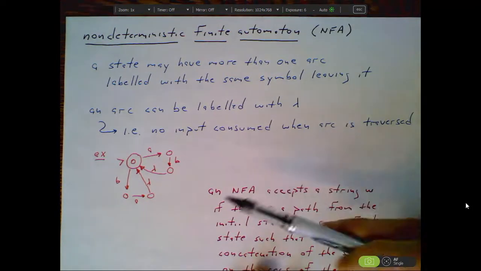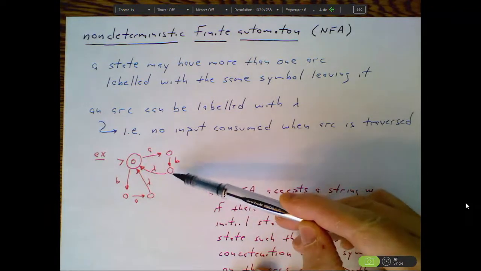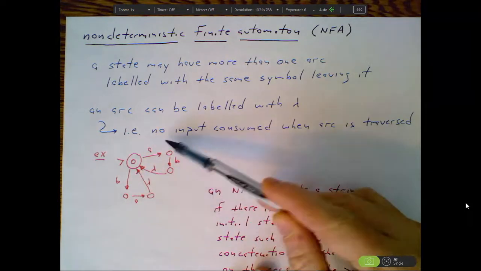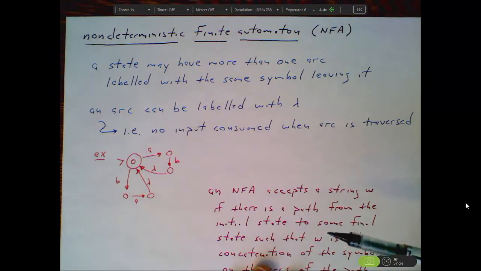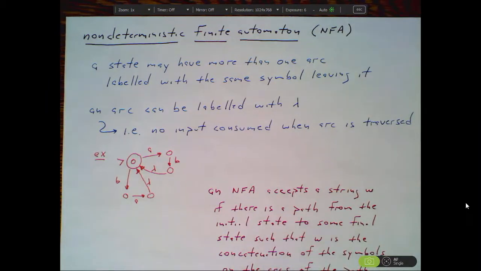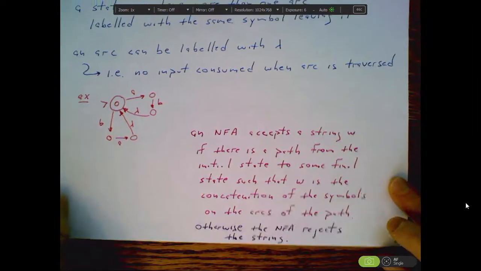Okay, so here's an example of using lambda arcs here. Again, I do A, B, and then I use a lambda arc to get back. So again, I think I'm recognizing the same language as the earlier finite state machines, but I'm using lambda arcs this time.